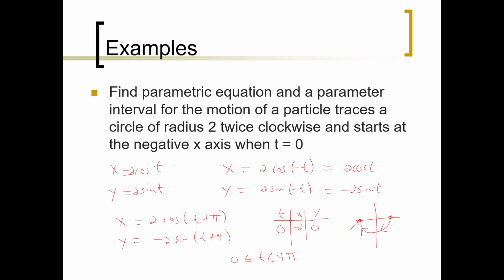This will give you a parametrization of a circle of radius 2 that traces out the curve twice, clockwise, and starts at the negative x-axis when t is 0.